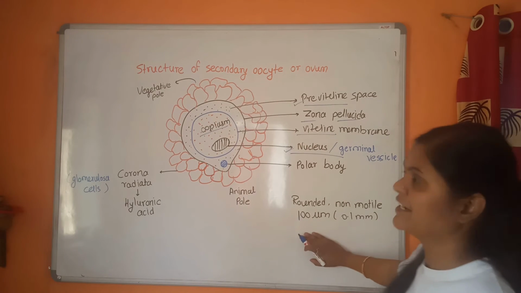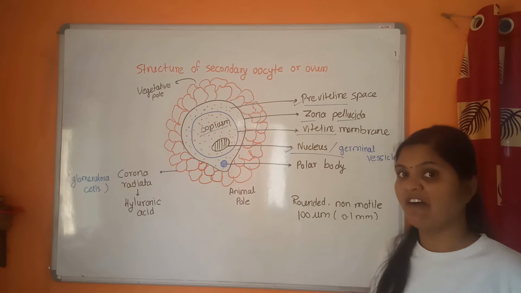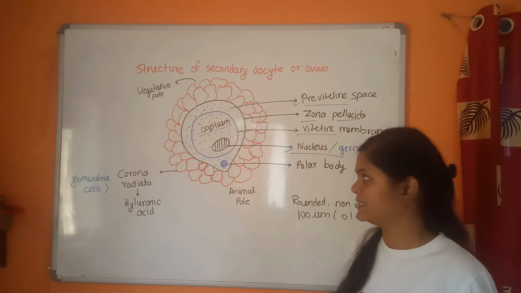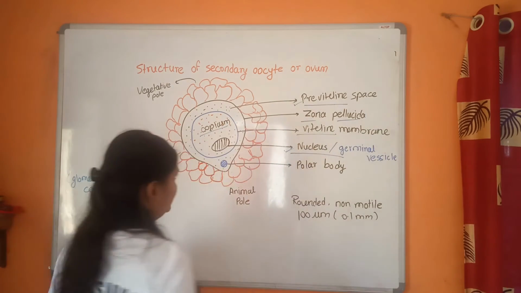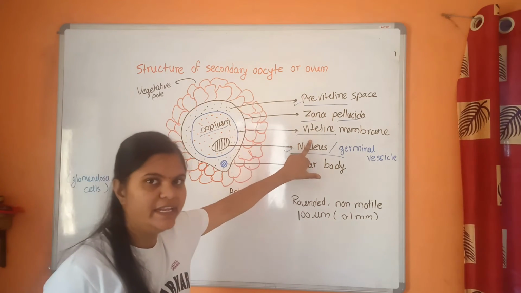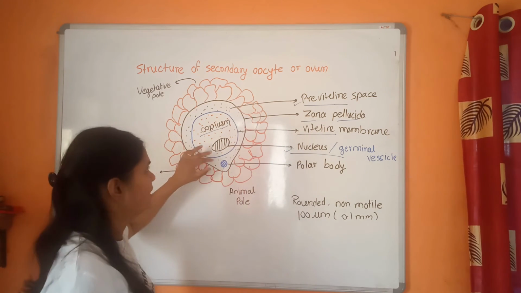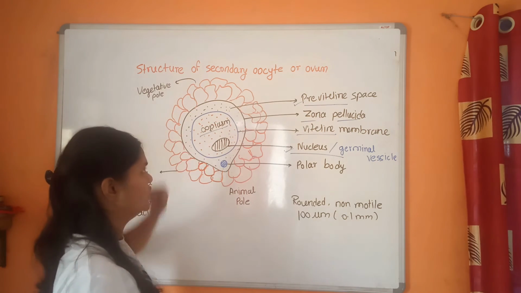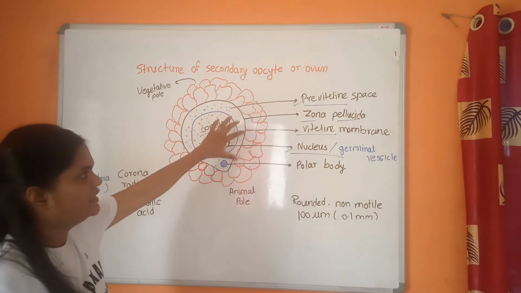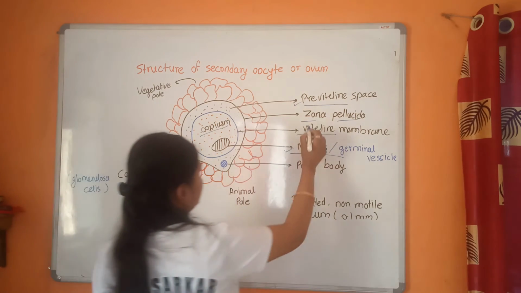Now we discuss the structure of the secondary oocyte, or ovum, or female gamete, which is released after ovulation. Here only meiosis 1 has taken place. This is the secondary oocyte. The first membrane of this secondary oocyte is called the vitelline membrane. Inside the vitelline membrane, the nucleus and cytoplasm are present; the cytoplasm is called ooplasm. After the vitelline membrane, one more layer is present, called the zona pellucida.